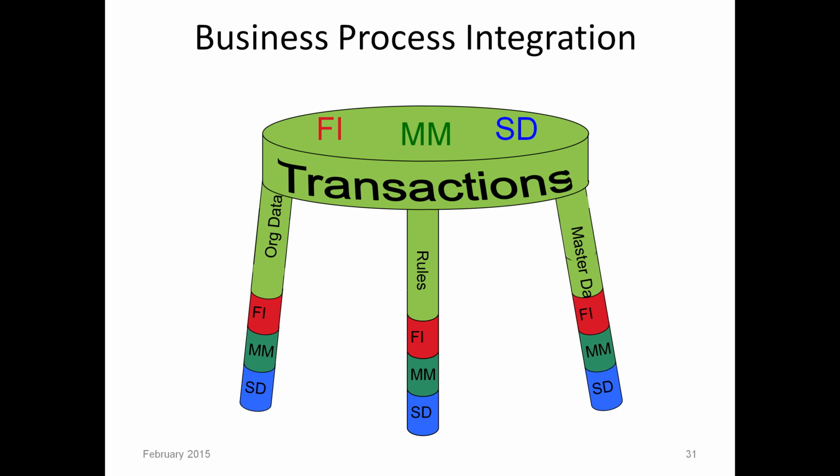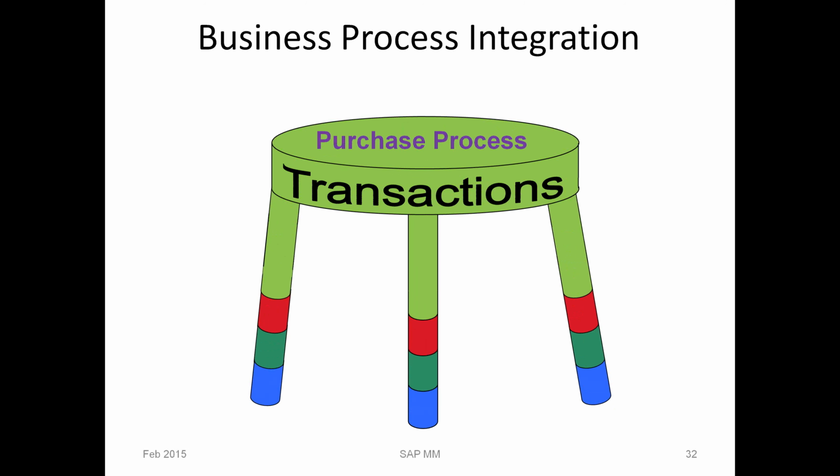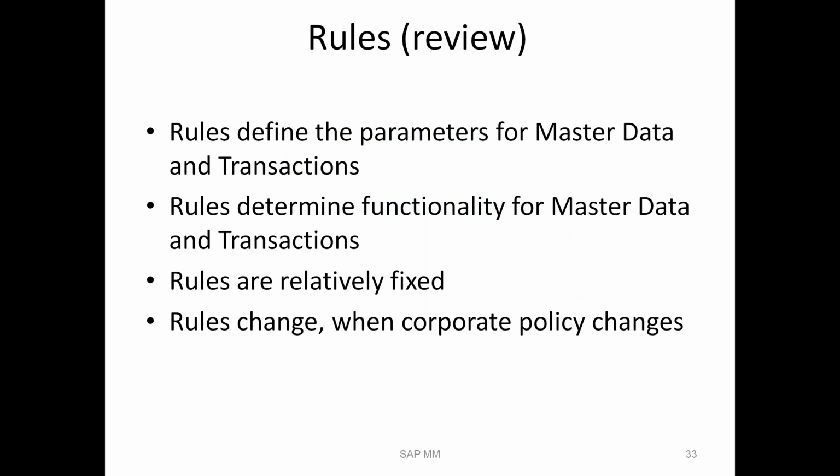And this is the business process integration, that means FI, MM, and SD. MM is very tightly integrated to the finance module, and also very tightly integrated to the SD module, in the case of master data, and if you see here, organizational data and certain rules. Then there is business process integration: the purchasing process and the transactions. The rules and parameters for master data determine the functionality of the master data. Rules change when the corporate policy changes.